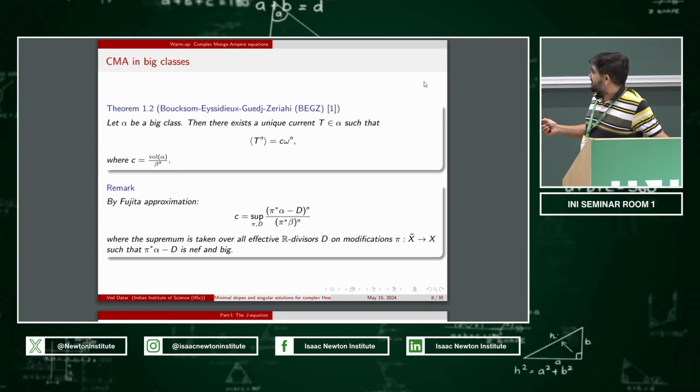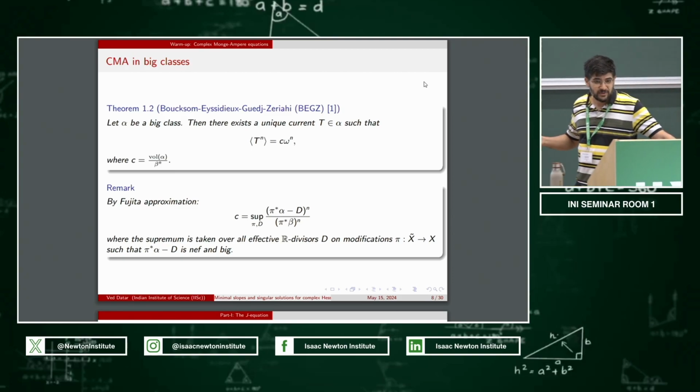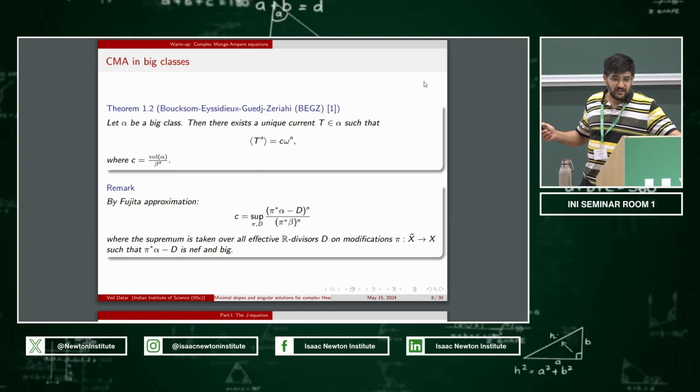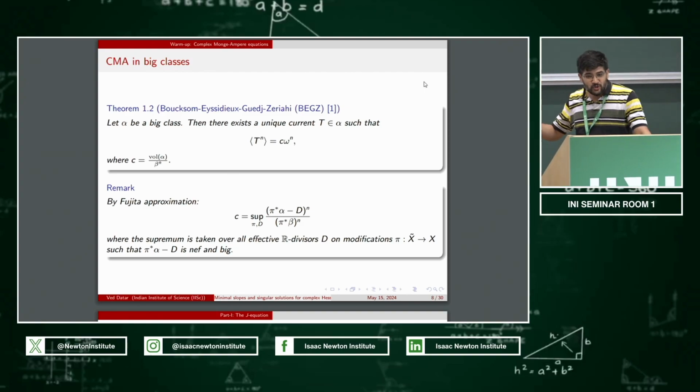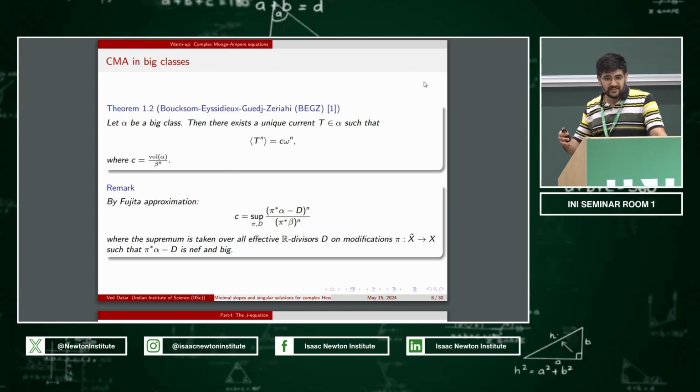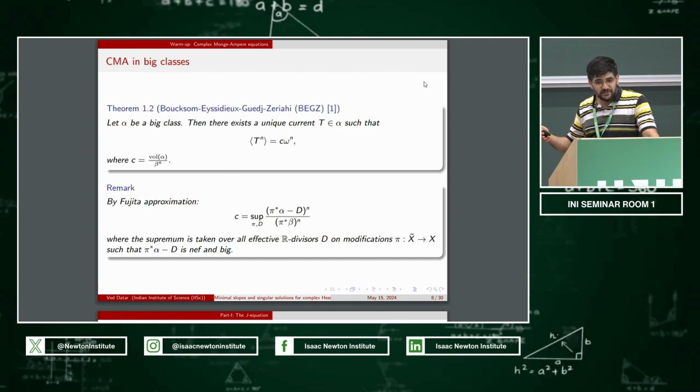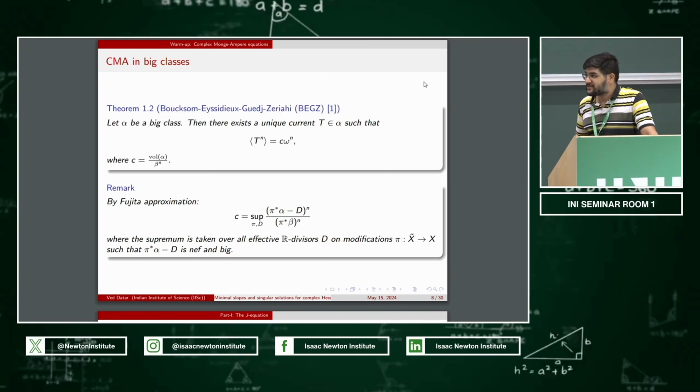If T solves that equation, then it attains the supremum, but that T may not have analytic singularities. So it's attained when you use the bigger class of currents. In fact, the volume is attained by currents with minimal singularities.